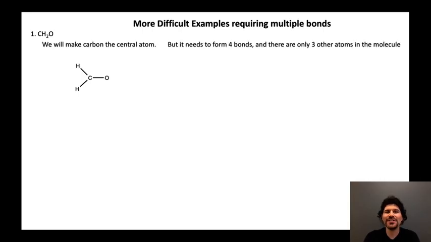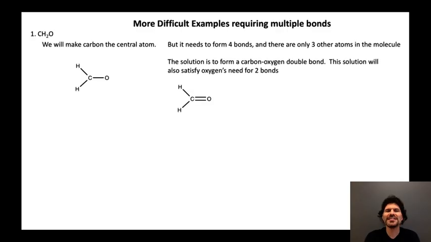So now I want to go over a couple more examples that are going to be a little more difficult, and as we're going to see, they're actually going to require multiple bonds in order to get a correct Lewis structure. To bring us into this topic, we will consider the formula CH2O and try to come up with a Lewis structure for this. Well, we'll make carbon the central atom, but we only have 2 hydrogens and 1 oxygen. There are only 3 other atoms in this molecule, and carbon needs to form 4 bonds. Okay, so we have a problem here.